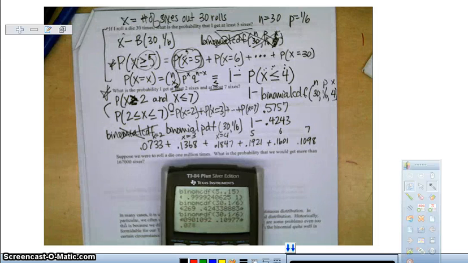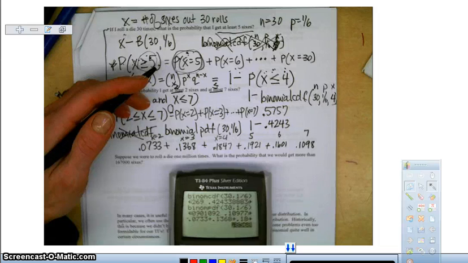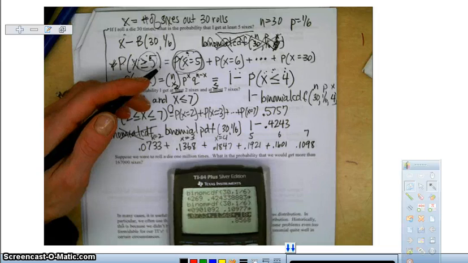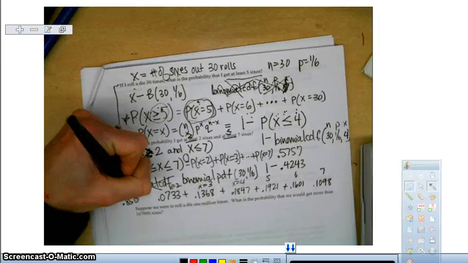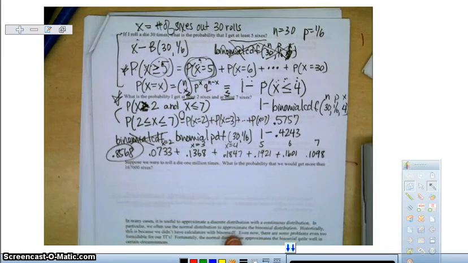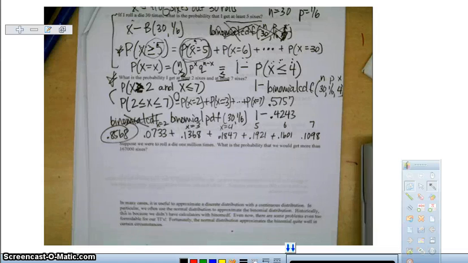So 0.0733 plus 0.1368 plus 0.1847 plus 0.1921 plus 0.1601 plus 0.1098. Did I type it in wrong? I don't know. Well, 0.1601 is the one before it. Did anyone else get 0.8568? Yes. Okay. So 0.8568 is that probability. Okay, you just added wrong is all. Or copied something wrong. If you did the command, you should be fine.